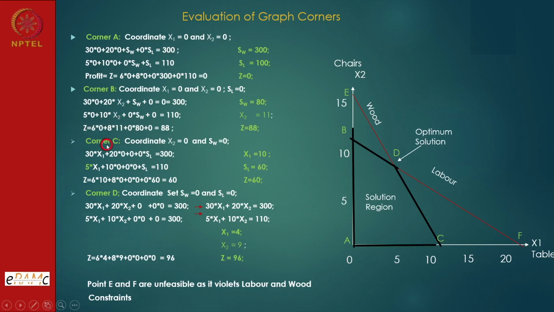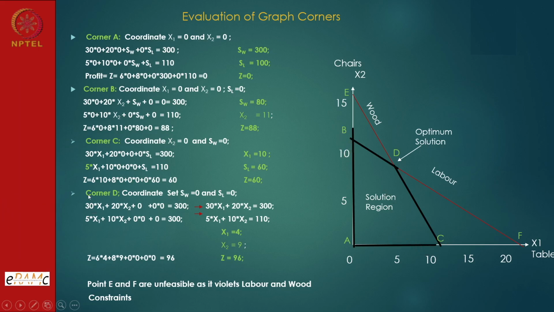Now, for corner C, let us see this corner C, coordinate x2 is equal to 0, and then SW is equal to 0 because the wood is touching over here. So, if we take these two coordinates and put the values in the standard equation, we will get x1 is equal to 10, okay, SL is equal to 60, okay, and then Z is equal to 60. So, for C we get 60. So, this profit was more at B, you know.